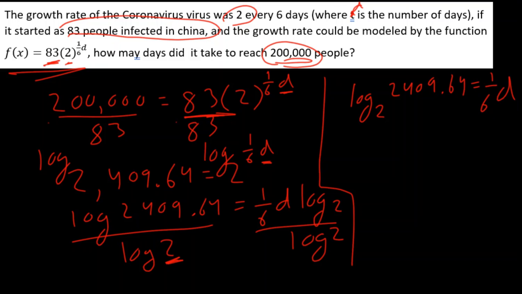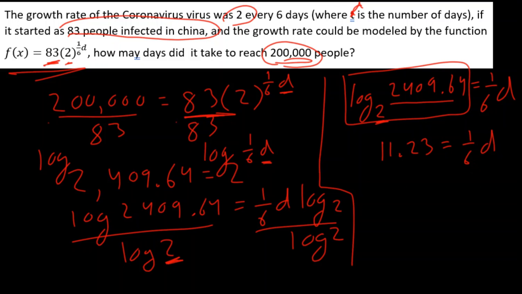Now, I've embedded a link at the top of problem number 8 that will take you to a log calculator. In that log calculator, you can only put in this side right here. So it has log, and where you have the little base, you'll put 2, and then of course you'll put 2,409.64. And it turns out that is actually 11.23 is equal to 1/6 d.